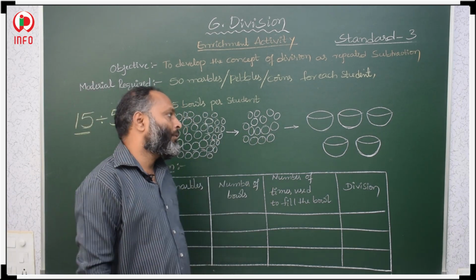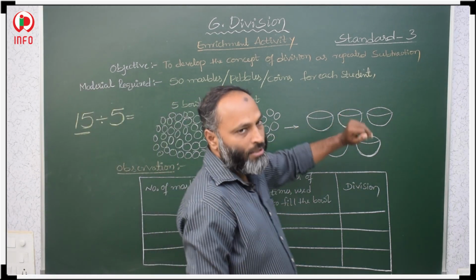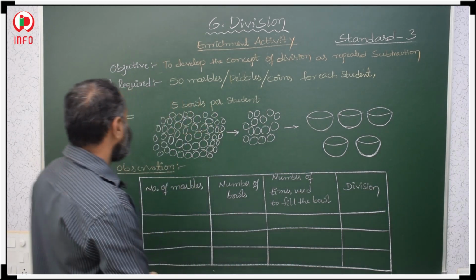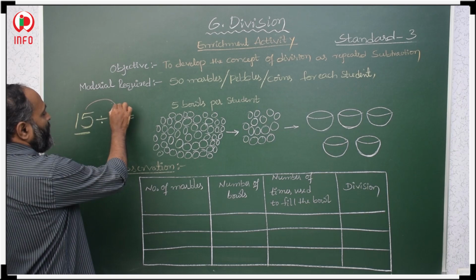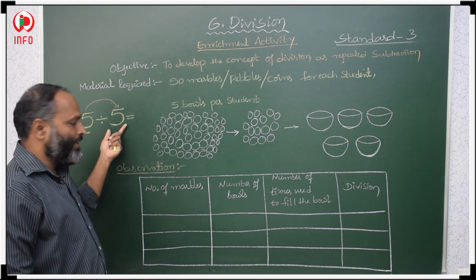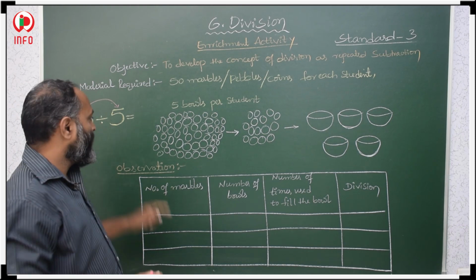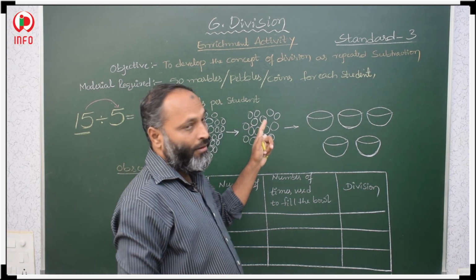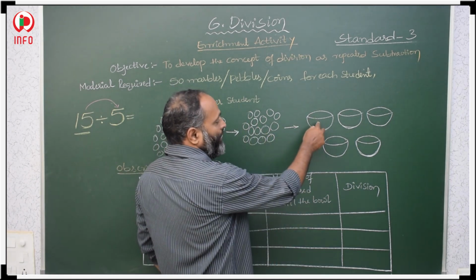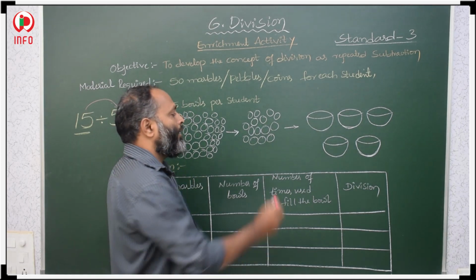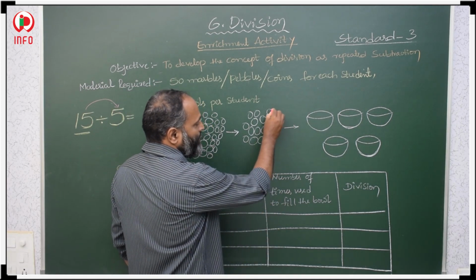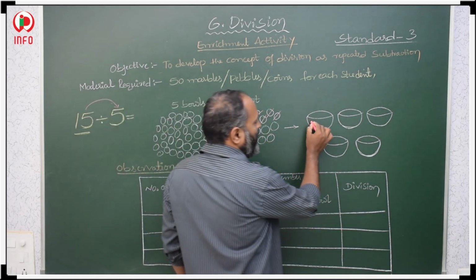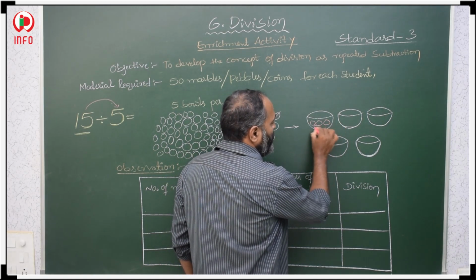Then after that what we have to do? These are 5 balls. How many balls do you have? You have 5 balls. Then 15 divided by 5 is there. First, this is our divisor. What is the divisor here? 5 is the divisor. First we have to take 5 marbles and keep them in the first bowl. How many marbles? 5 marbles. 1, 2, 3, 4, 5. These 5 marbles we have to keep in one bowl.